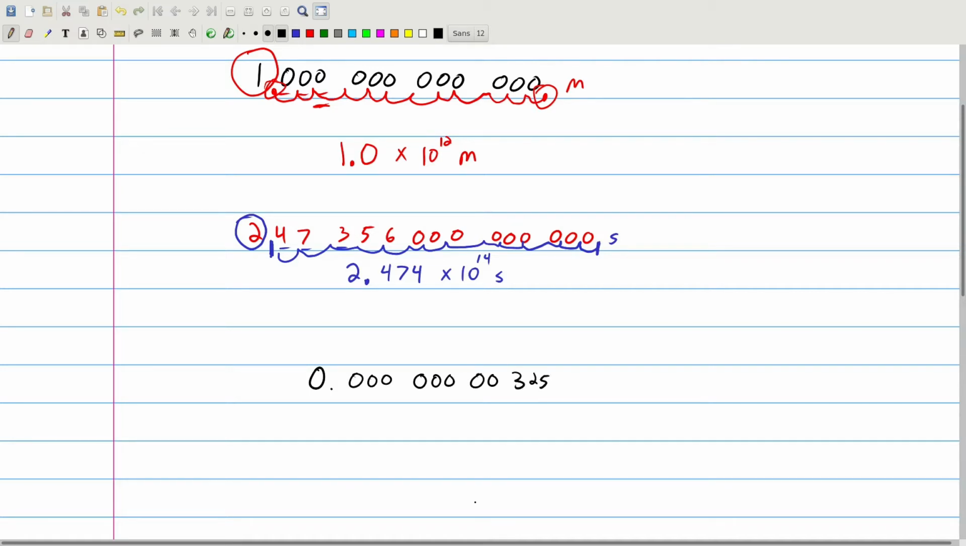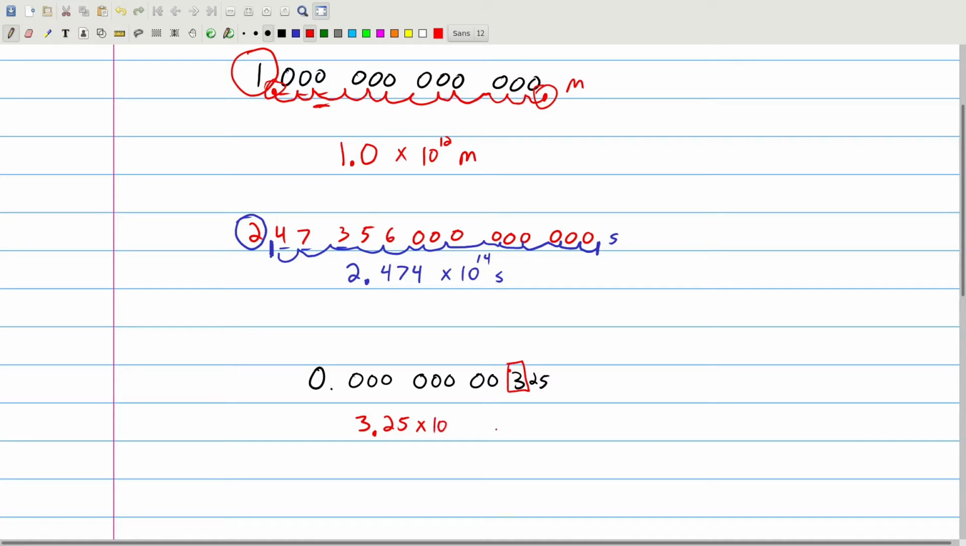0.00000000325. Okay, if we're changing this number into scientific notation, we're again going to start with the first non-zero number. The difference being that in this case, the first non-zero number is way over here. It's a 3. So it's going to be 3 point. What are the numbers after that? Well, 2, 5. Everything after that isn't shown, so it's a 0. So we're not going to show them.